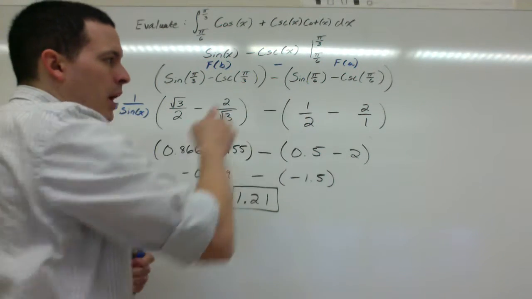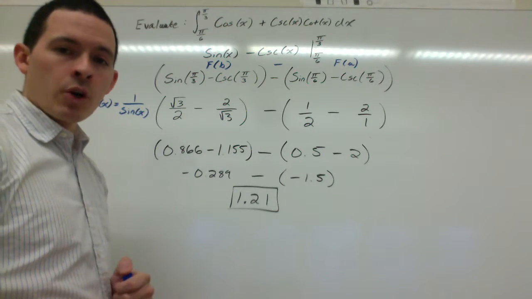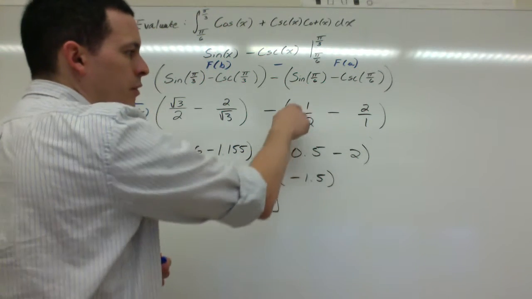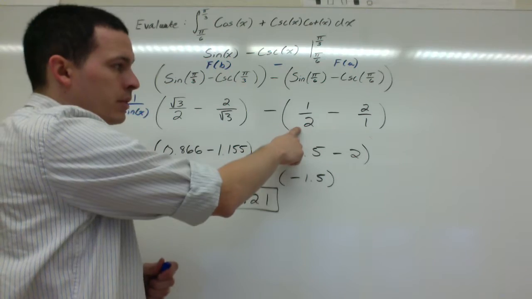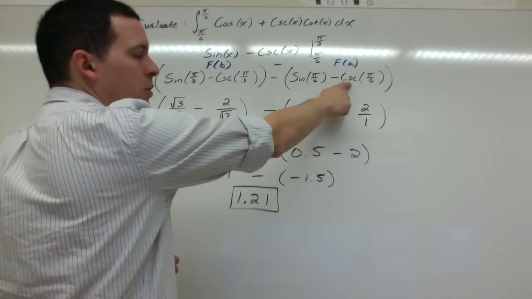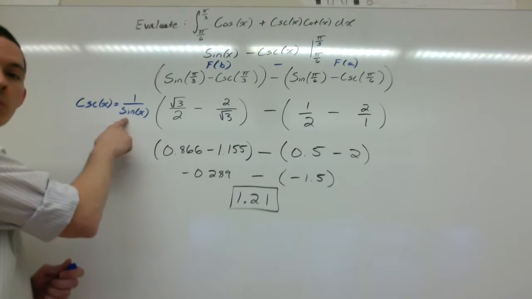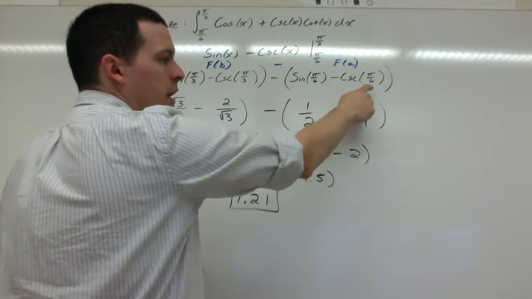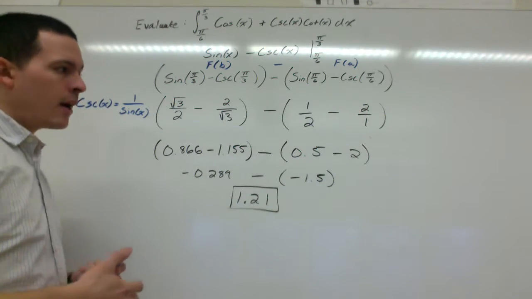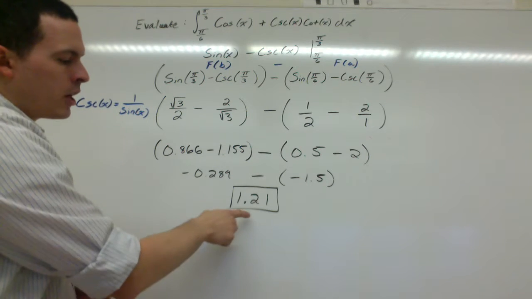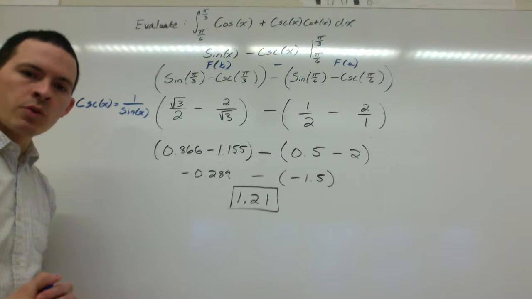And then sine pi over 6, once again, if you go to the unit circle, sine pi over 6 is a sine of 30 degrees. So sine of 30 degrees is 1/2 from the unit circle. And once again, the same exact principle, cosecant is reciprocal with sine. So if it's 1 over 2, then the cosecant of pi over 6 is 2 over 1. Simplify that down, so it's 0.5 minus 2, which is negative 1.5, with a final answer of 1.21.